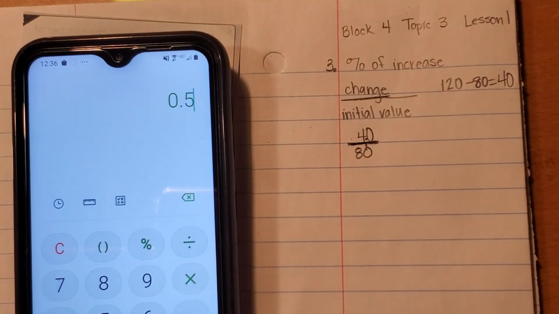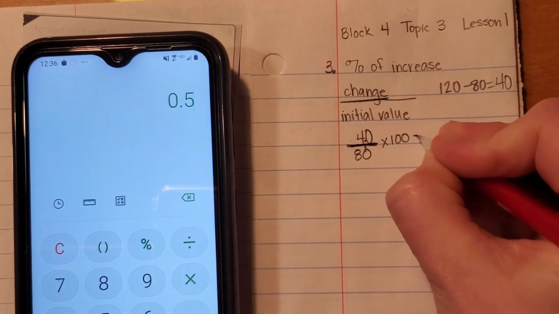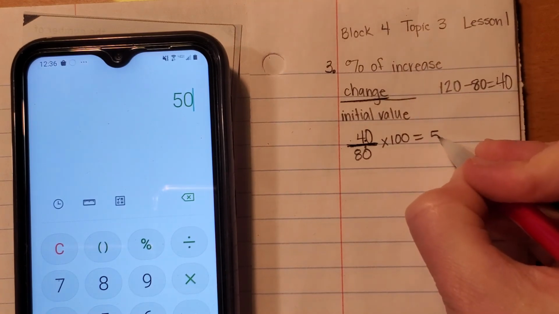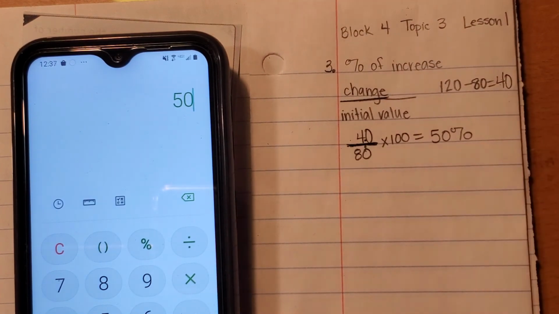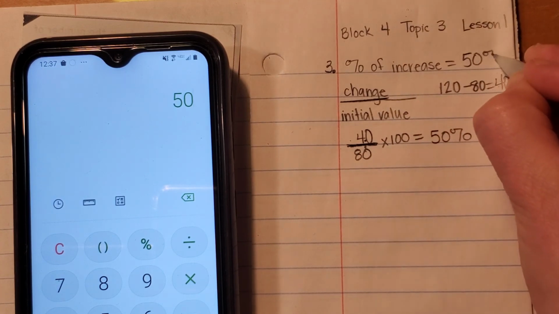What is our next step to change this decimal into a percent? Multiply by 100 is correct. And we get 50%. So our percent of increase is 50%. We are now done with number 3.